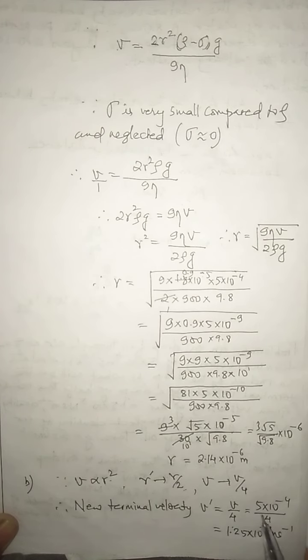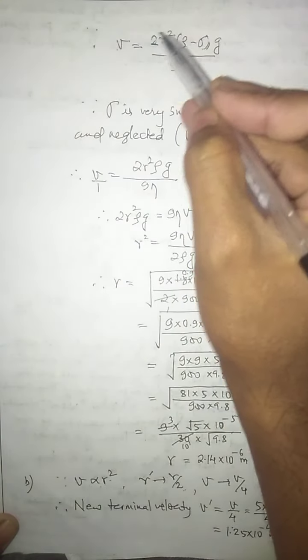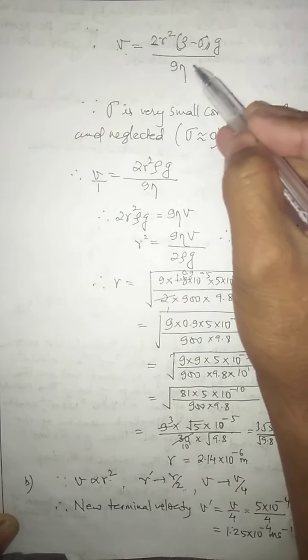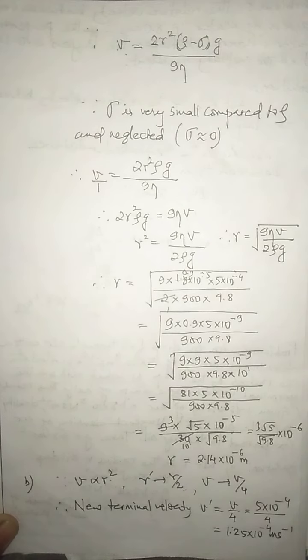If I divide by 4, 5 by 4 means 1.25, and the power will be the same, that is 10 to the minus 4 meter per second. Because in this expression, terminal velocity depends only on the radius, where other factors remain constant. That's why if the radius is half, the terminal velocity will reduce to 1/4. That's why the new terminal velocity is 1.25 into 10 to the minus 4 meter per second. So this is one of the important numericals that I have solved based on terminal velocity and calculating the radius of the drop.